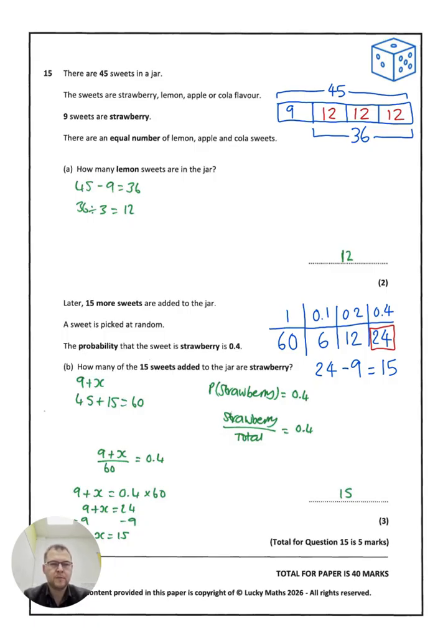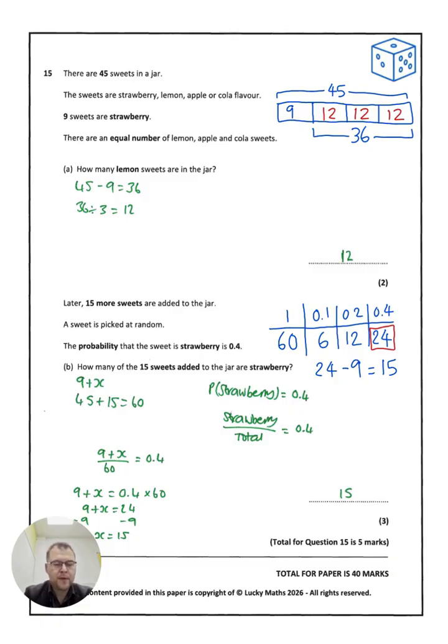Finally, we've got again a problem solving question with different flavours of sweets. 45 sweets in the jar. We've got 4 different flavours. We know one of the flavours, so we know strawberry's 9. So that leaves 36. But we know that the 3 other flavours are all equal. So 36 divided by 3 is why we've got 12 in red in those top boxes, because that is the number of sweets for lemon, apple, and cola.